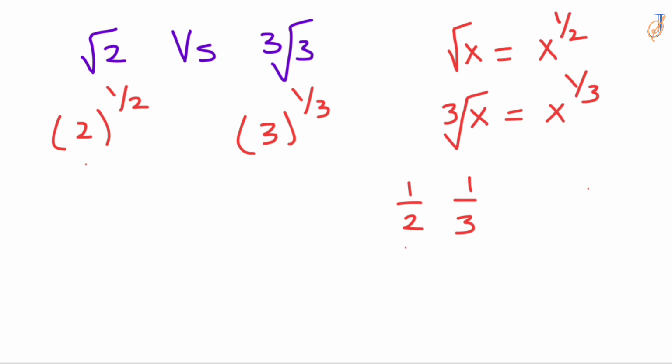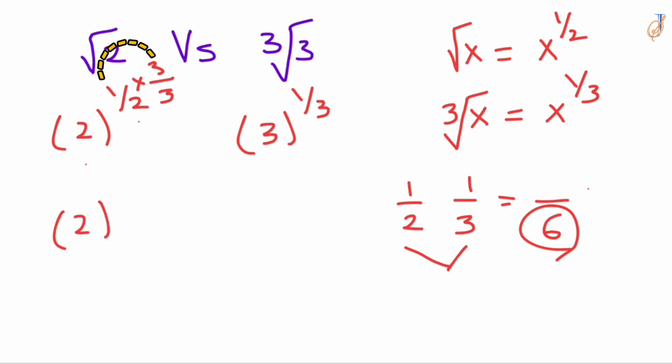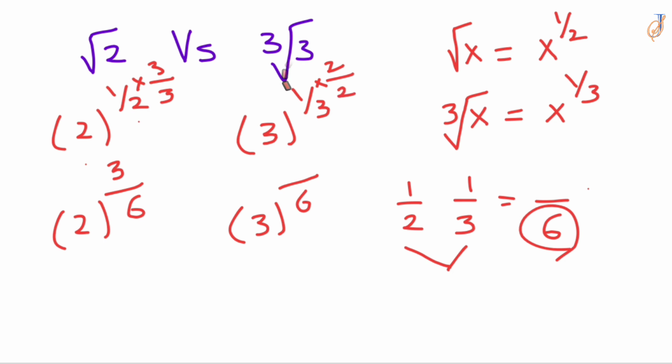If you take the LCM of 2 and 3, the LCM is 6, isn't it? So let's make the two indices common using this LCM. If you multiply 3 over 3 here, you will get 2 raised to the power of 1 times 3 is 3 over 2 times 3 is 6. So here the LCM is 6. Now similarly, to get the denominator as 6 for 3 raised to the power, you need to multiply by 2 over 2. So 1 times 2 is 2 and 3 times 2 is 6.